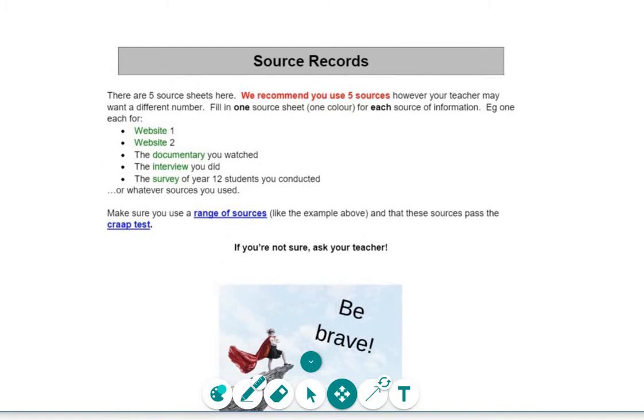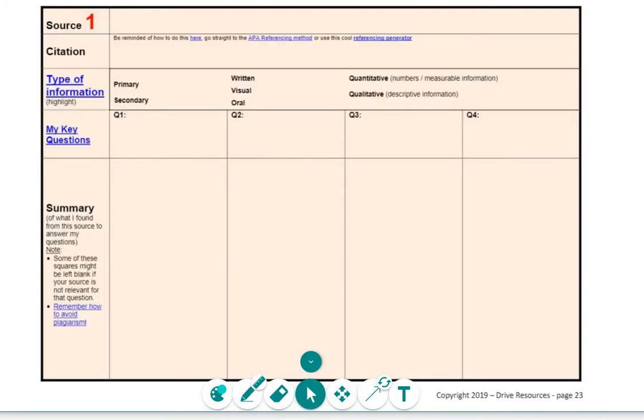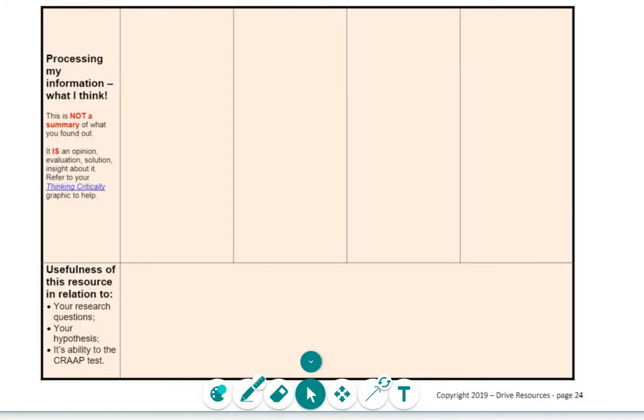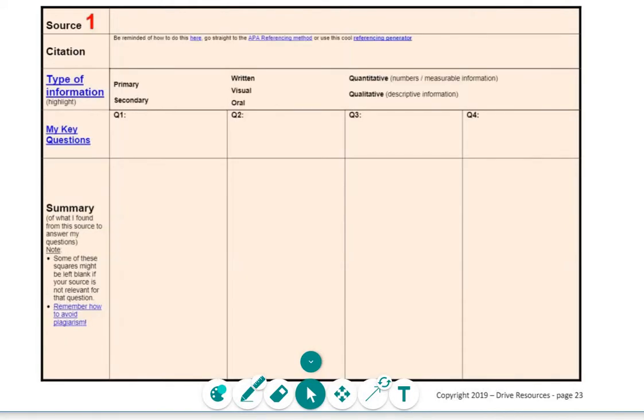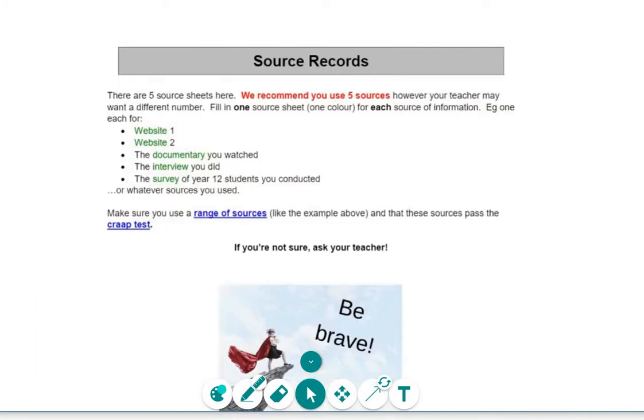Page 22, here we go. So your source records, we give you 5 source record sheets, so we'll just cut to them first. So here's page 1 of 2, and there's page 2. So there are 2 pages for each record sheet, for each source rather, and you'll fill them in, and I'll take you through the parts. If you complete those as per the instructions on the sheet, you can't fail pretty much.